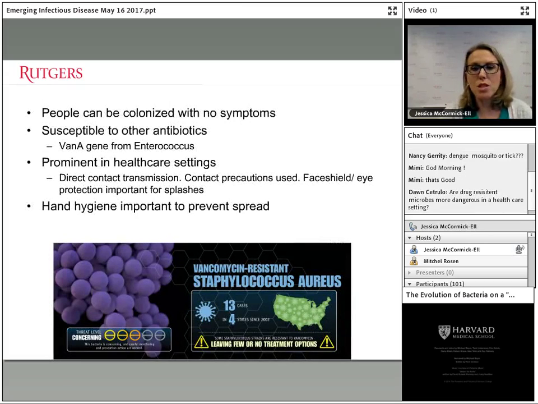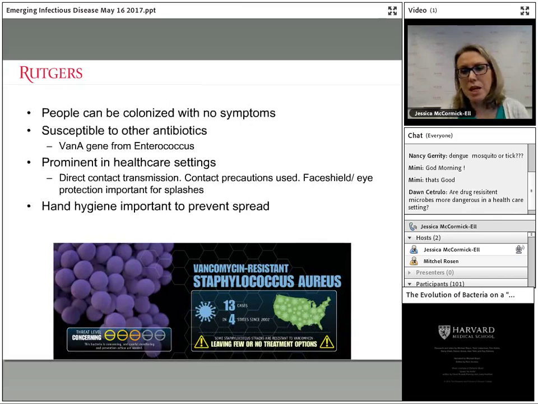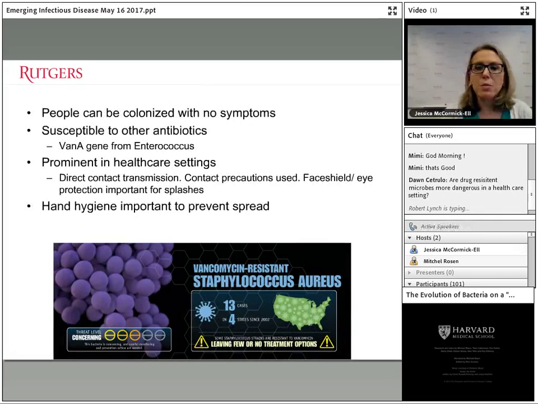And the most important thing to understand with Staph aureus is that people can be colonized with no symptoms. And when they're colonized, they can spread this illness. And so if surfaces are contaminated and not properly cleaned, then somebody else who touches that surface a little while later can become infected. If that person has a weakened immune system, they can become sick with vancomycin-resistant Staph aureus infection.